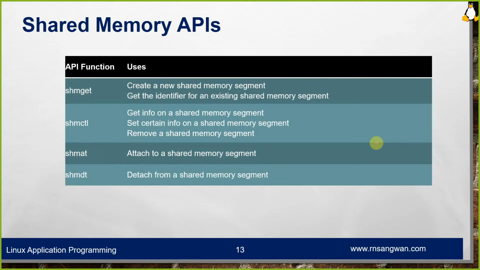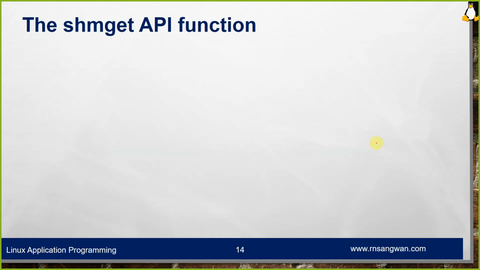So these are the APIs which were used in the walkthrough. shmget to create a new shared memory segment and to get the identifier for an existing shared memory segment. shmctl to get information on a shared memory segment, set certain information on a shared memory segment, and remove a shared memory segment. shmat, that is attach, to attach a shared memory segment, and shmdt to detach a shared memory segment. So let's just understand these API calls one by one.